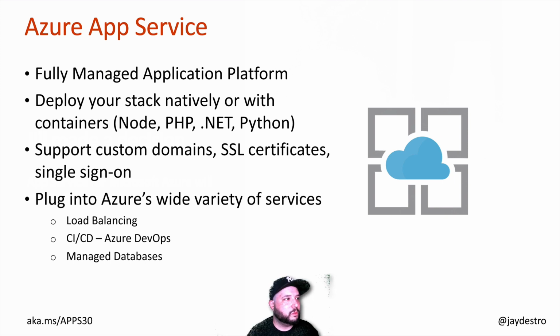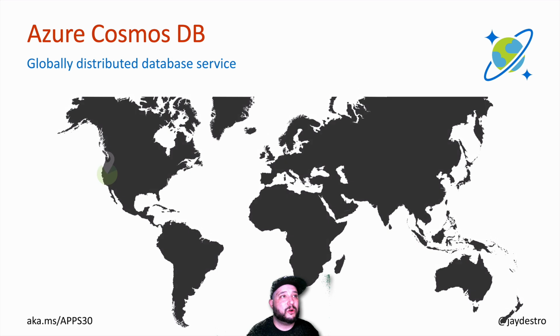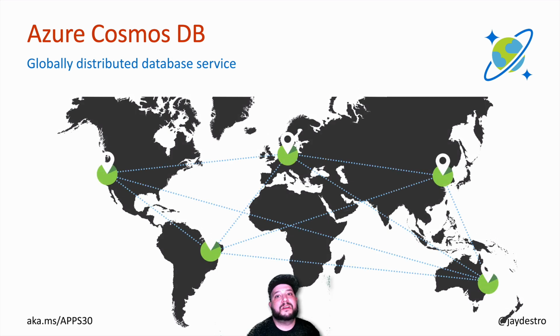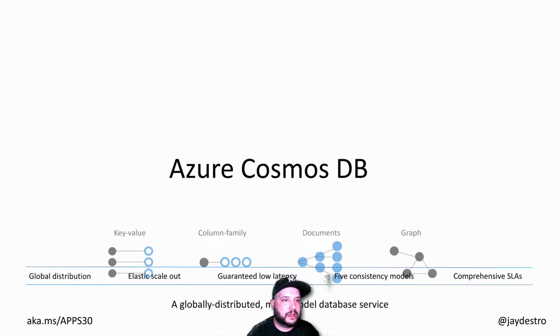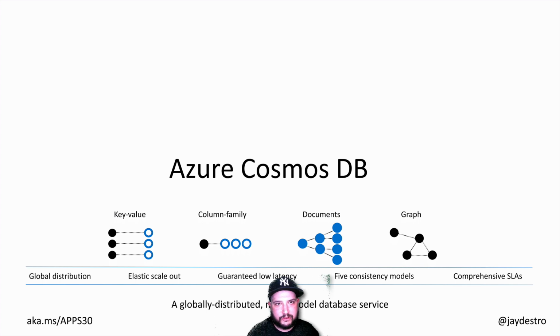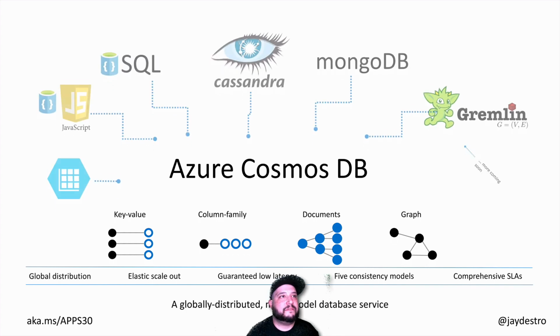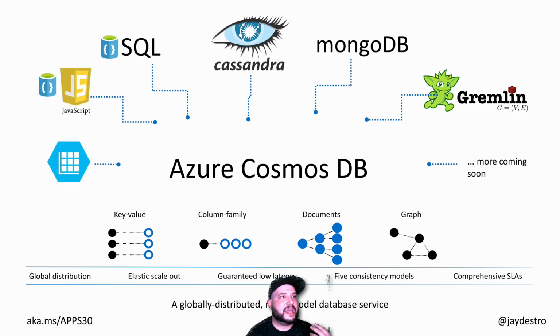So one of the things that we're not going to do in this talk is migrate the databases. That's another discussion for another day. But rather than use MongoDB on a VM, we're going to use Cosmos DB, which is a globally distributed database service. So we can use global distribution, scale out, guarantee low latency. We have all these different types of documents, and column family, key value that we can store, or even graph data. We have all these different types of APIs that are supported to query this data. So that's where we're going to be storing the NoSQL data.